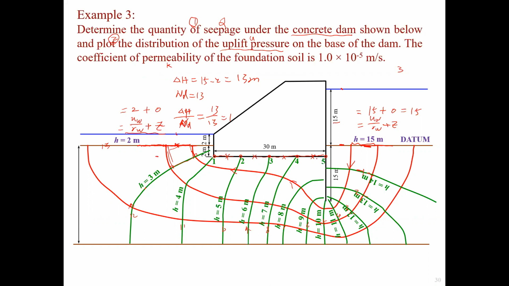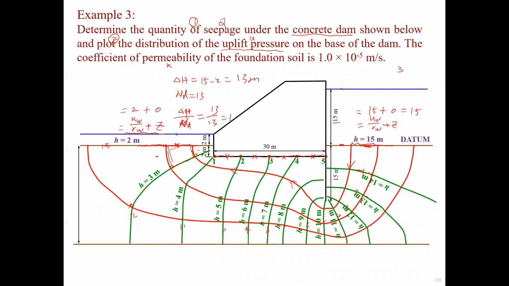Because this one is asymmetric, so it's not symmetric, we just need to plot the whole flow net. So when we do the calculation, now we do the calculation for the seepage. The height difference is 15 minus 2, that's 30 meter. And the number of flow tubes in F, that's 1, 2, 3.